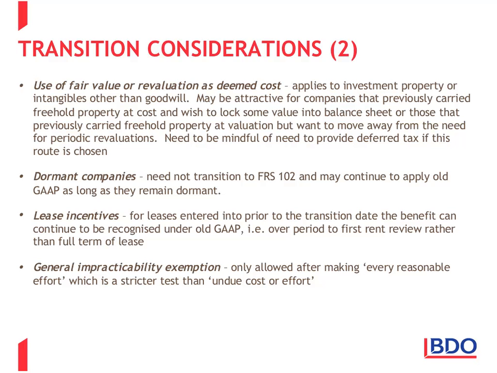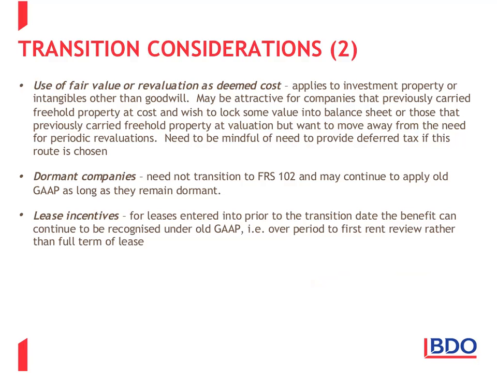Dormant companies do not need to make the adjustments and transition to FRS 102. They can continue to apply old UK GAAP. Lease incentives: leases entered into prior to the transition can continue to be recognised on the same basis under old UK GAAP. There is also a general impracticability exemption, but this is only allowed after every reasonable effort has been made to apply FRS 102.